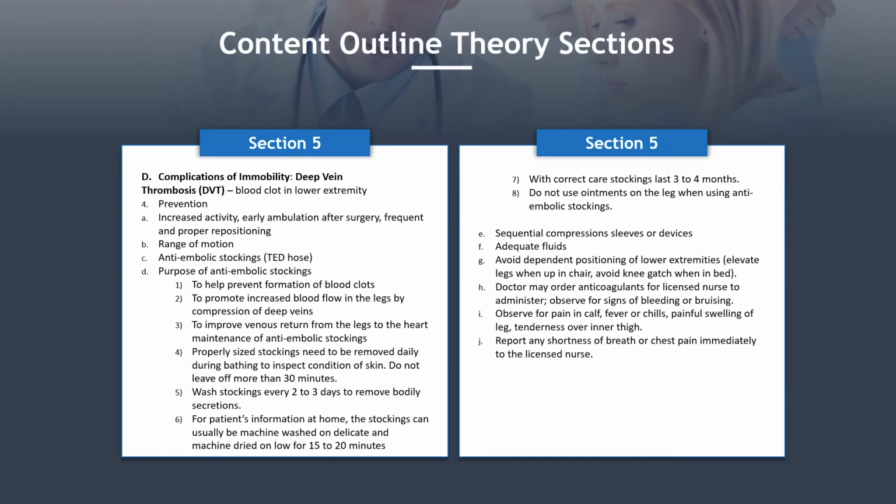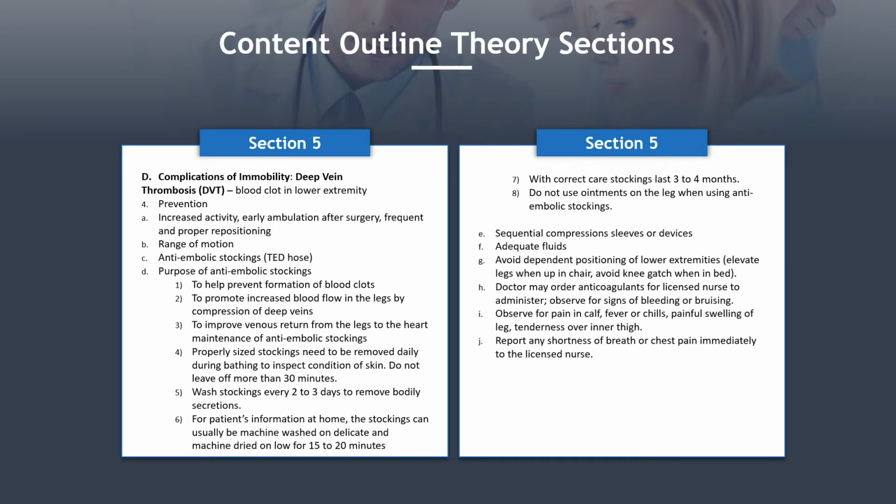Prevention: increased activity, early ambulation after surgery, frequent and proper repositioning. Range of motion. Anti-embolic stockings, or TED hose. Purpose of anti-embolic stockings: to help prevent formation of blood clots, to promote increased blood flow in the legs by compression of deep veins, to improve venous return from the legs to the heart.